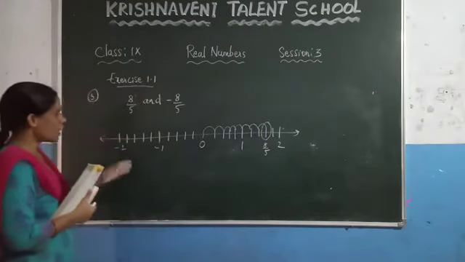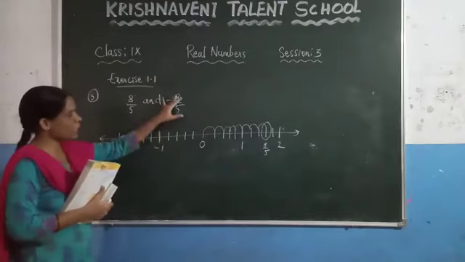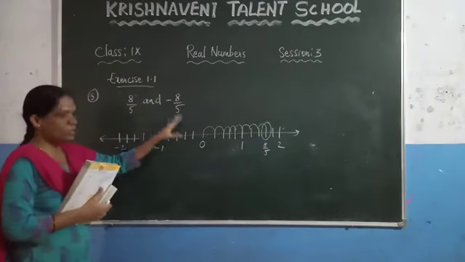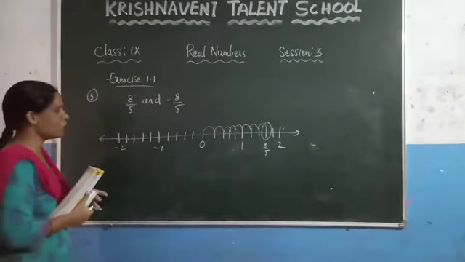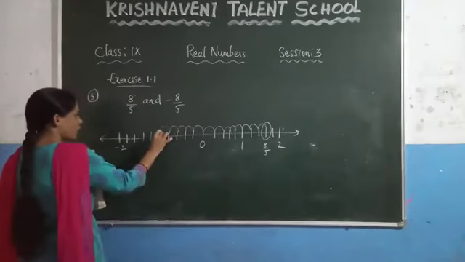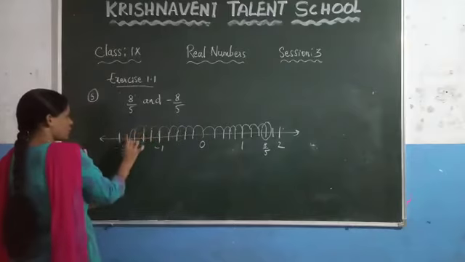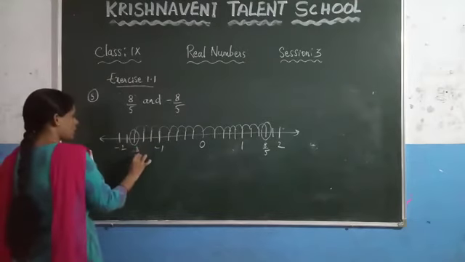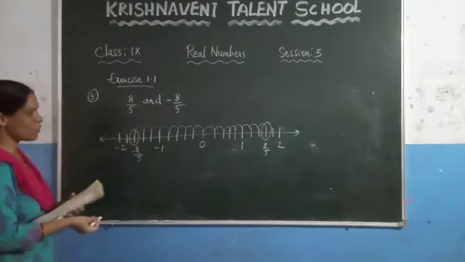Now, if you need to represent minus 8 by 5, you need to move 8 steps to the left side of the number line. So here, 1, 2, 3, 4, 5, 6, 7, 8. This will be minus 8 by 5. If you want to check it, you can check it.